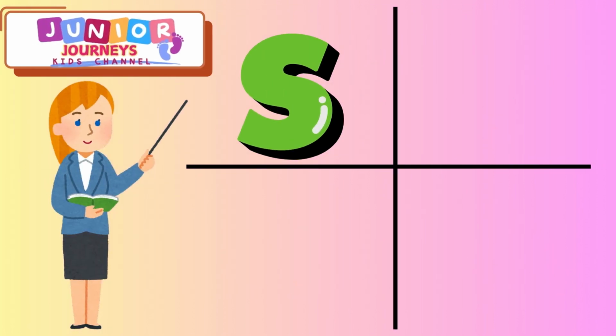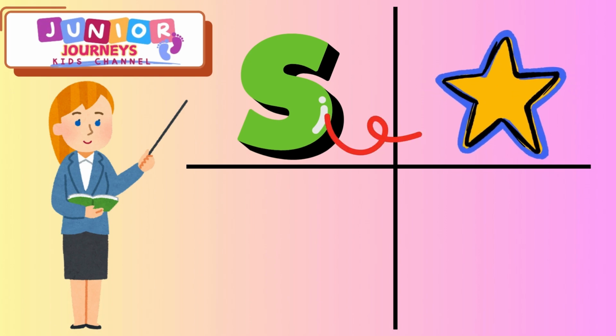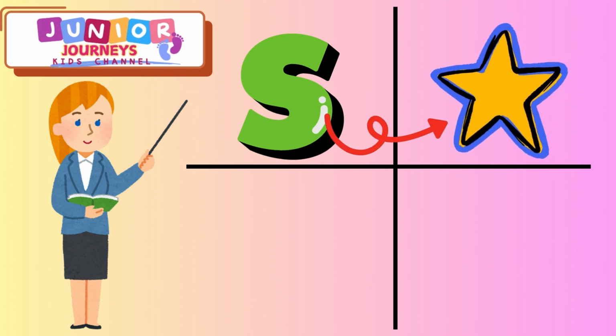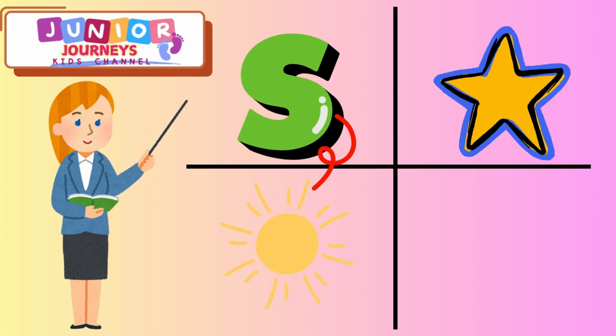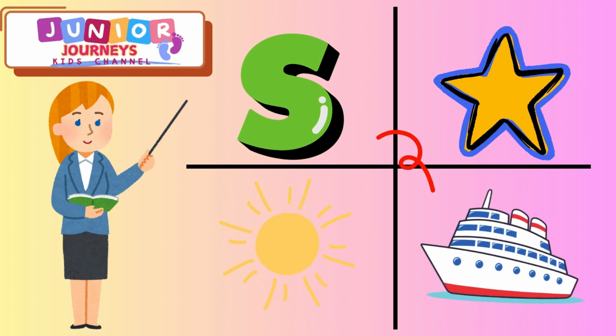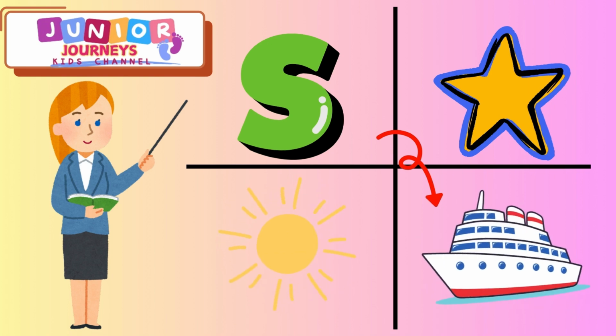Next letter is S. S. S is for star. Star. S is for sun. Sun. S is for ship. Ship.